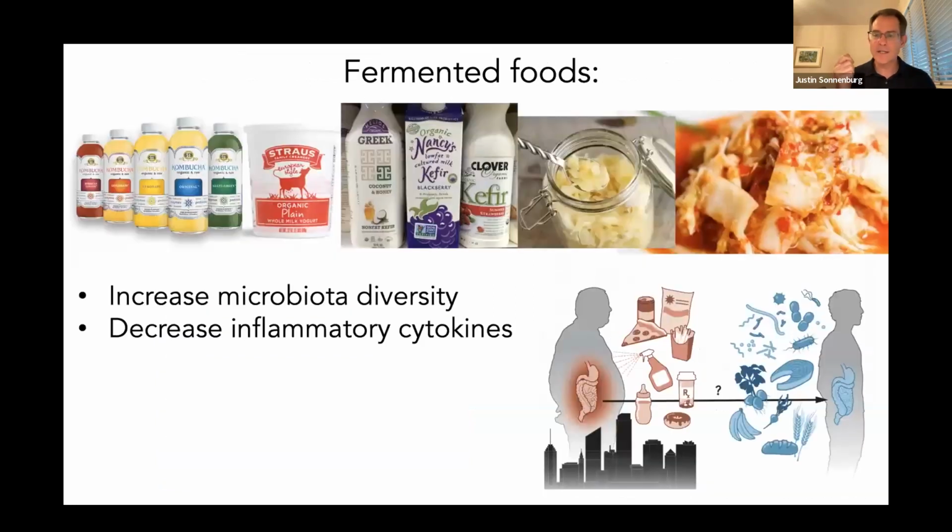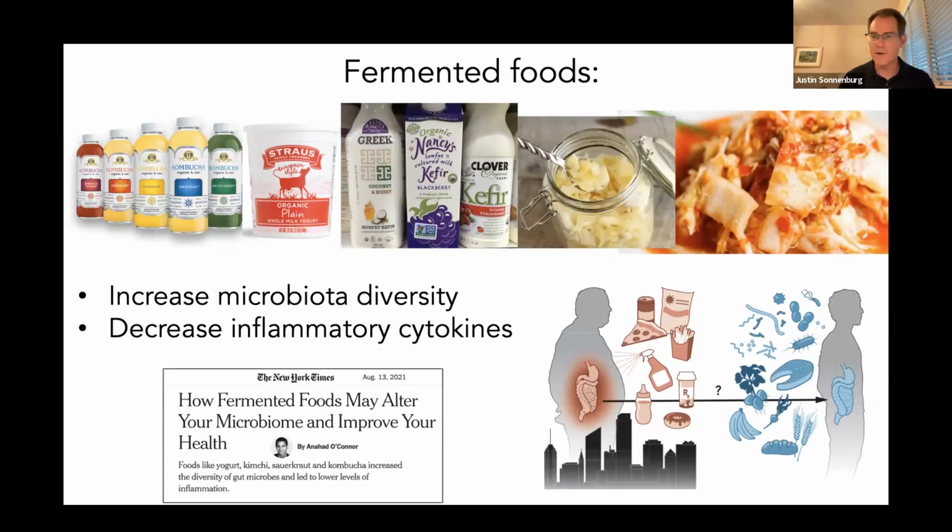And what we saw was an incredible response. We saw increased diversity in the gut microbiome, and we also saw a decrease in inflammatory cytokines and markers of inflammation. So exactly the type of result we would hope for to counter the trends we see with industrialization. We'd want to see increased microbiota diversity and decreased inflammation.